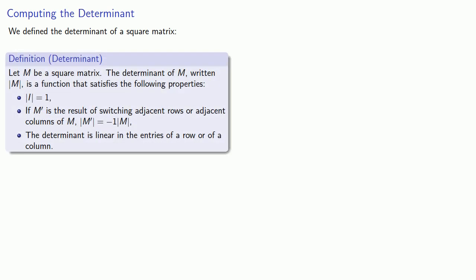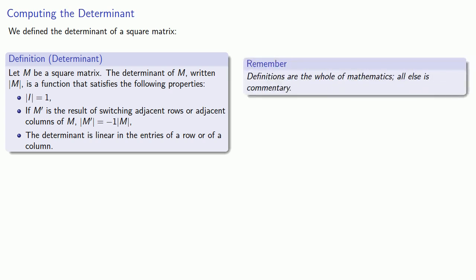We define the determinant of a square matrix to be a function that satisfies a set of properties. So remember, definitions are the whole of mathematics, all else is commentary. This definition alone allows us to compute the determinant of any matrix.